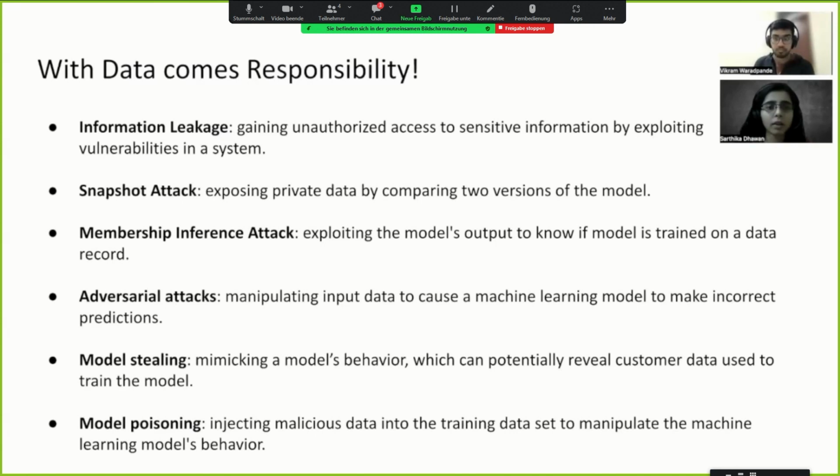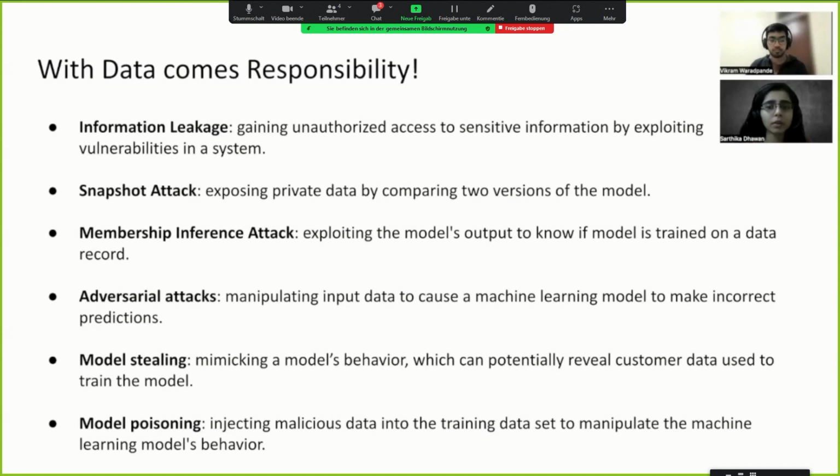And then there are adversarial attacks, which involve intentional manipulation of the input data to cause a machine learning model to make incorrect predictions, which can potentially reveal sensitive information about the model or the data that it is trained on. And then there is model stealing. Model stealing involves stealing a machine learning model by training their own model to mimic it. They try to mimic the original model and then they can potentially reveal customer data using it. And lastly, it's model poisoning.